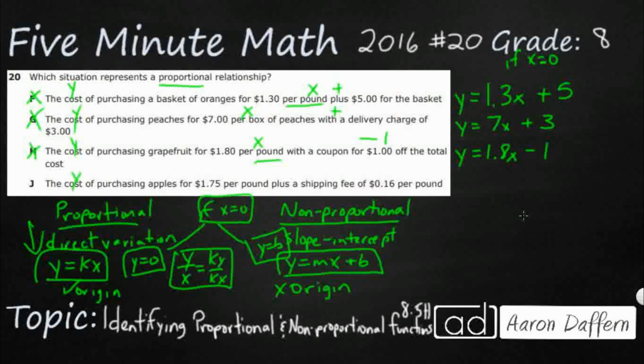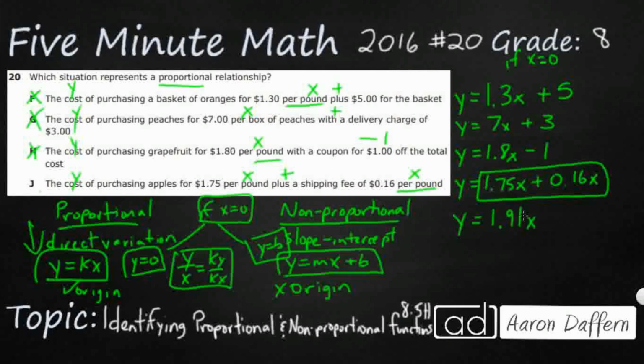The cost of purchasing apples for $1.75 per pound plus a shipping fee of 16 cents, interesting, per pound. So we're going to add 0.16, but it's per pound. So you know what? You can actually combine these right here. You can combine those into 1.91x if you just put those two x's together, and that is our answer, J.